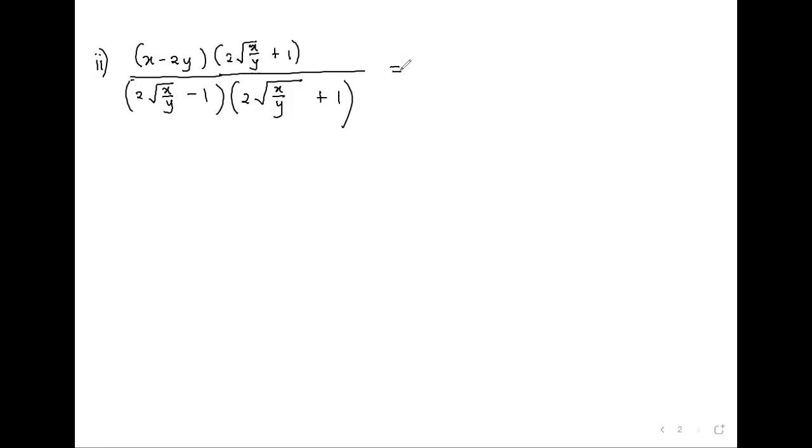Then we expand now. So on top, x times 2, you get 2x, and then the root x over y. And then x times 1, we get x. Then negative 2y times 2, we get negative 4y, and the root x over y. Then negative 2y times 1, we get negative 2y.